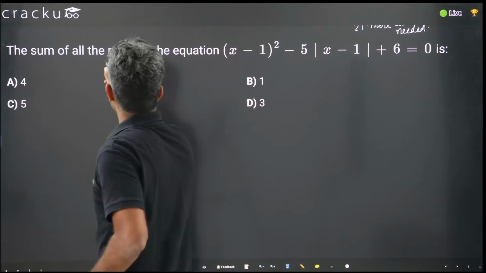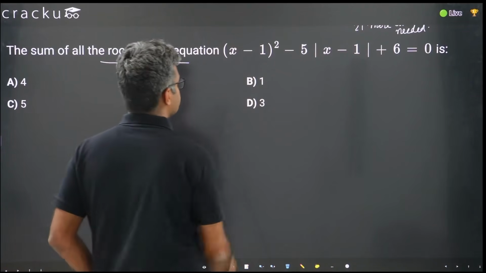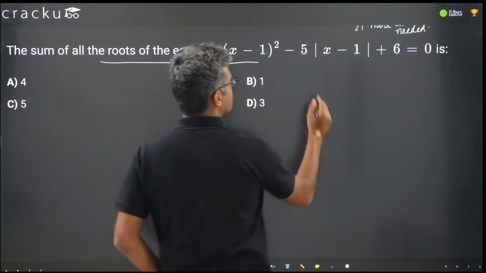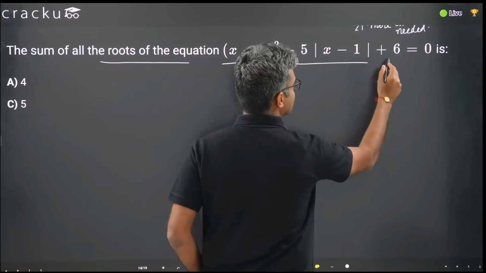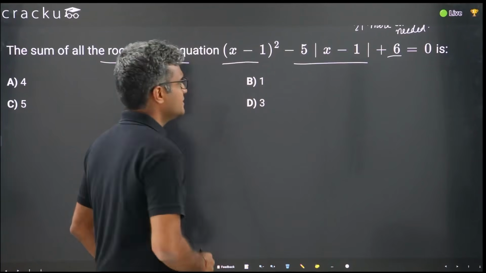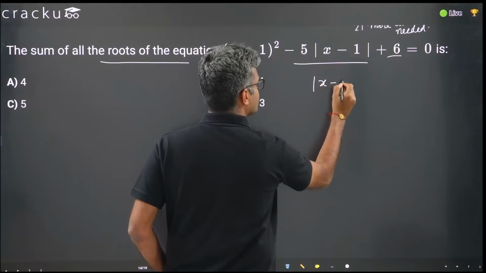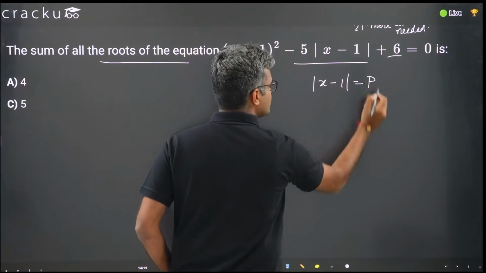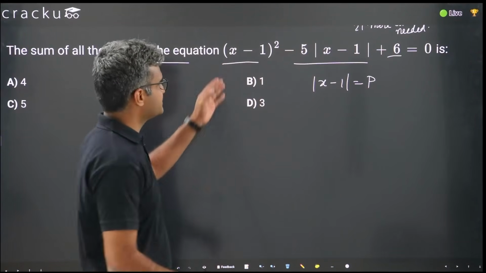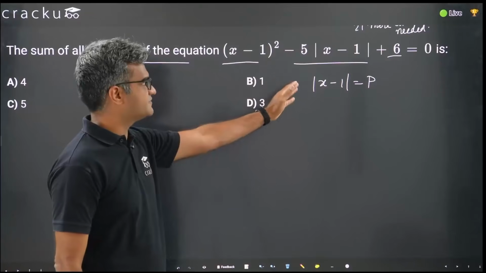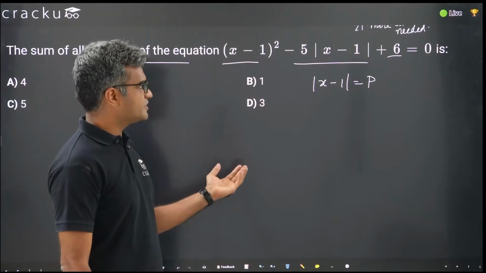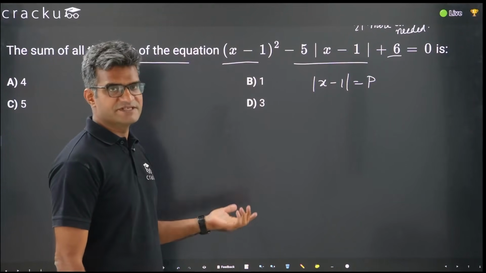We are required to calculate the sum of all roots of the equation x minus 1 whole square minus 5 times modulus of x minus 1 plus 6 is equal to 0. To solve this question, let us assume that modulus of x minus 1 is equal to a new variable called p. Because we are seeing x minus 1 whole square and modulus of x minus 1. So if you assume that modulus of x minus 1 is equal to p, it becomes easier.